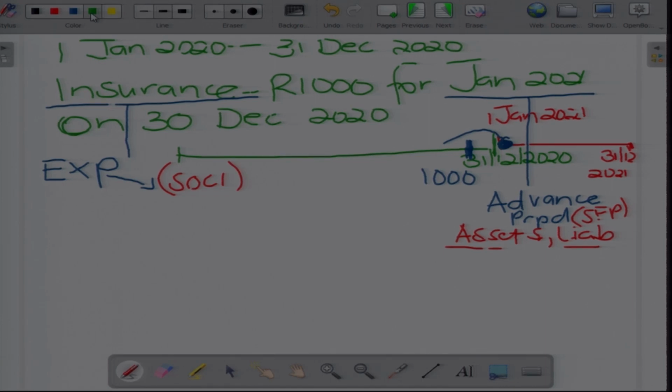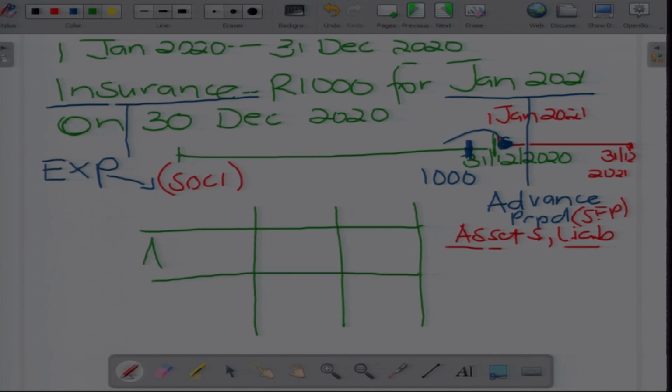Right. You have this block. I want you guys to go and memorize this block, but I'm going to explain it to you now. Right? We have assets here. We have liabilities. We have income here, and we have expense. Okay, now let's take this example. This is an expense, right? So we know that this is an expense. Now, what is this expense? Is this expense prepaid or is it in arrears?